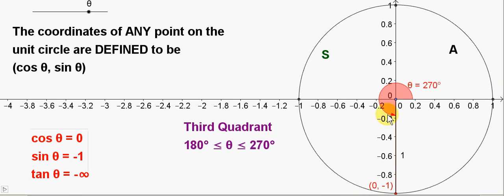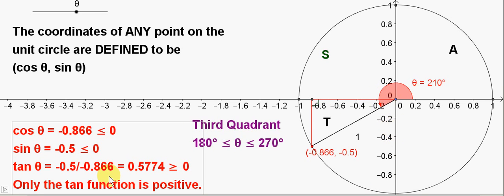At the other extreme, if theta is 270 degrees, then the coordinates of this point are 0, minus 1. That means that the cos of 270 is 0, and the sine of 270 is minus 1. Now the tan of 270 is sine over cos, so we're dividing minus 1 by 0. We have division by 0, so that means it's usually undefined. Actually, the tan is approaching negative infinity as theta approaches 270 degrees.